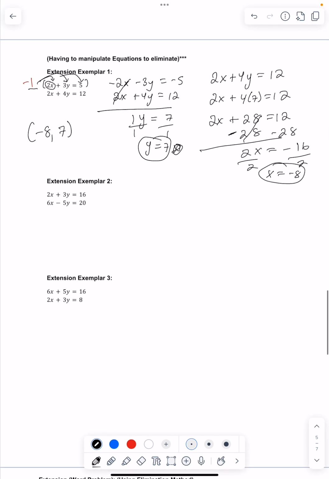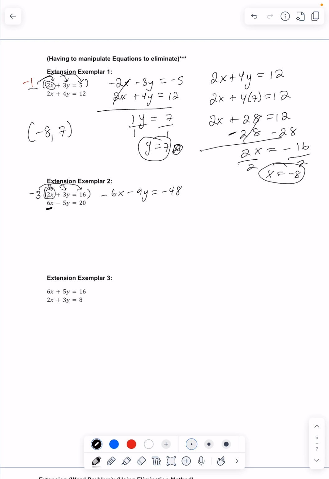For the second one, same thing. We don't have opposites, so I have to manipulate it. I'm going to choose to cancel the x's. So I want this right here to become a negative 6x so I could eliminate it here. So I have to multiply this by negative 3, right? And I have to multiply all of these by the same amount. So we get negative 6x minus 9y is equal to negative 48.